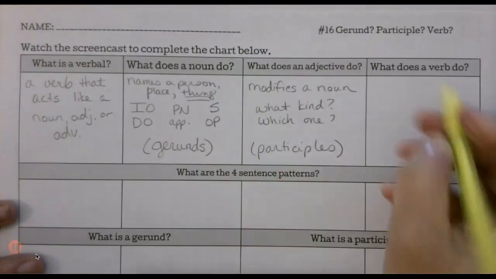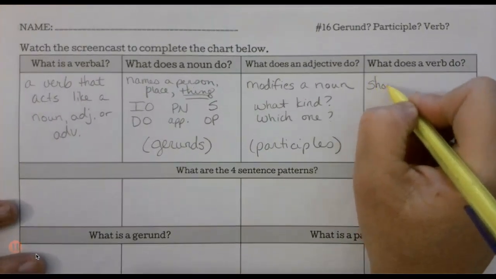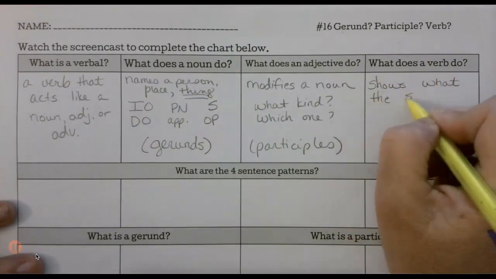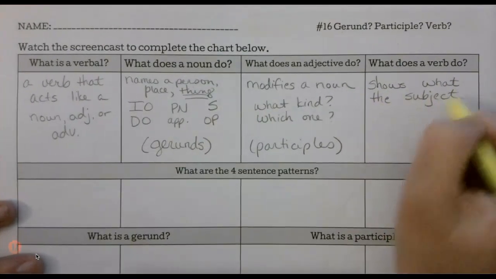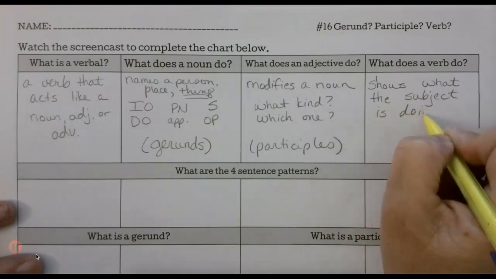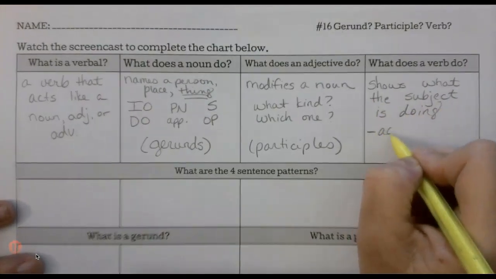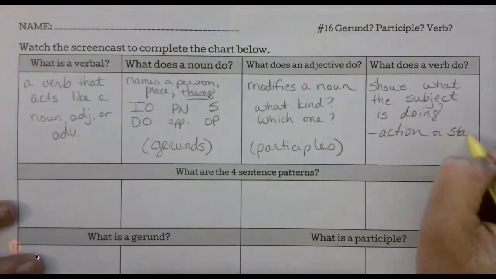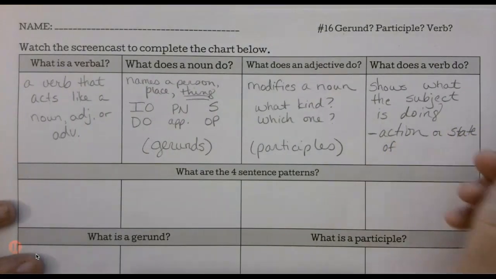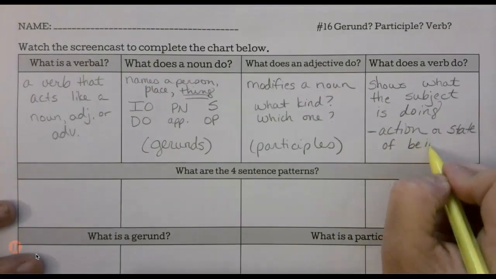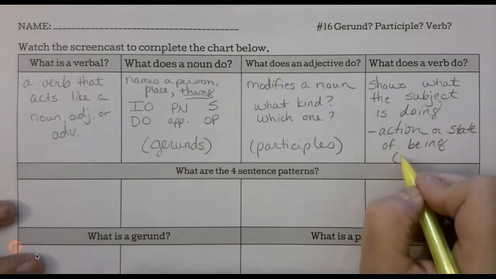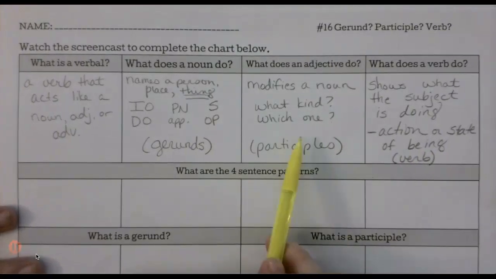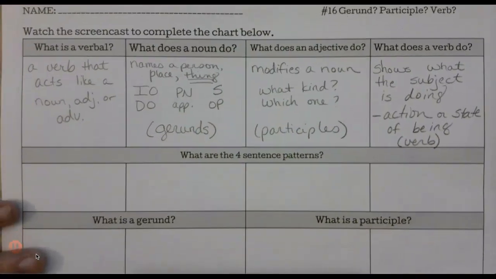And then what does a verb do? A verb shows what the subject is doing. Many times it's an action, or if it's our linking verb, we call it a state of being, which is just a fancy way of saying existing. And in this case, if we find a verb being used that way, then it's actually a verb. So verbs can be gerunds, verbs can be participles, or verbs could just be verbs.